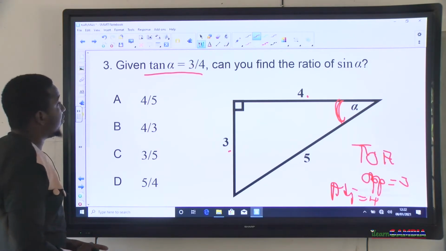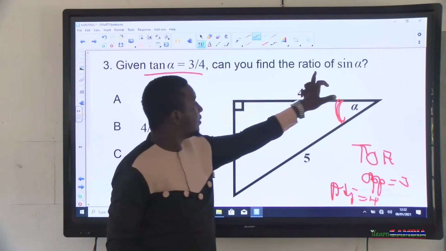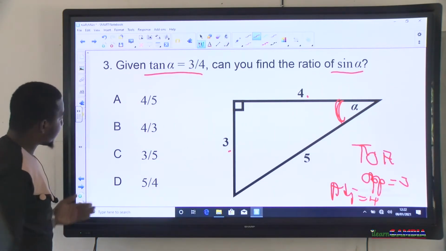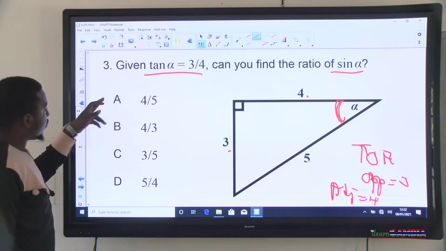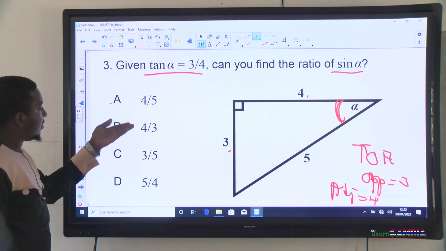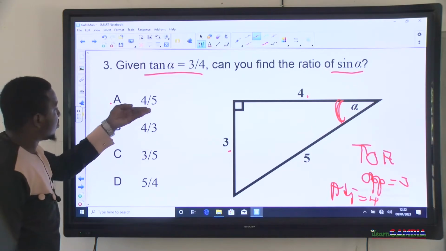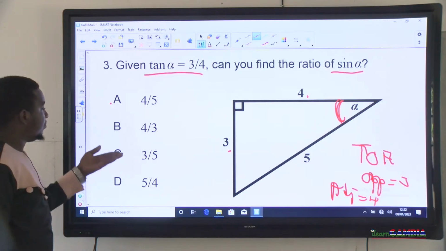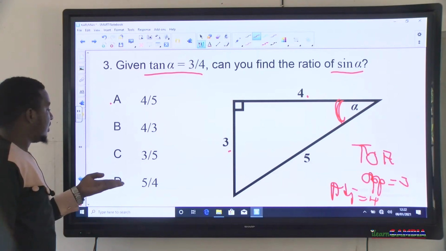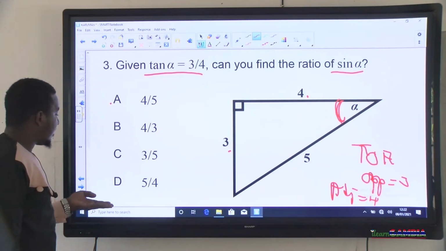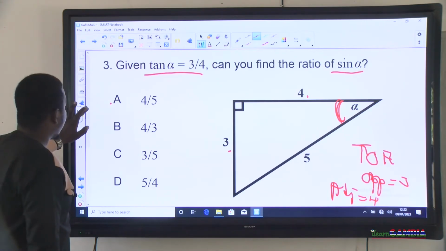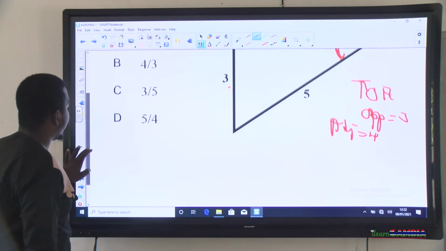Now what are we asked to find? We are asked to find sine A. We are given options just like the other ones. The first option, letter A, says sine A is equal to 4 over 5. B says 4 over 3. C, we have 3 over 5. And D, we have 5 over 4. So we are going to do the calculation. Remember, we are asked to find sine.